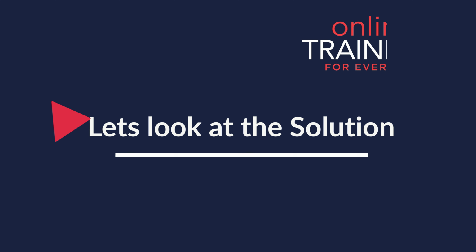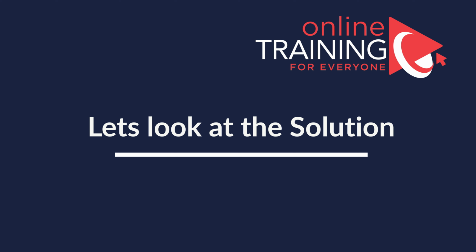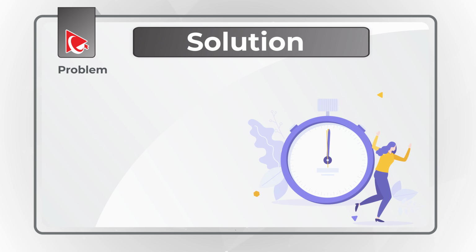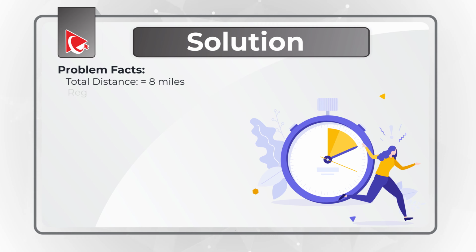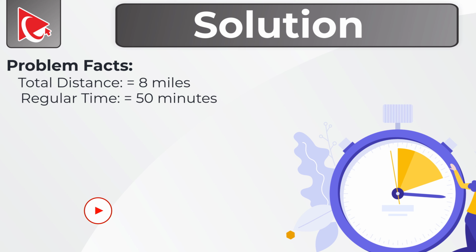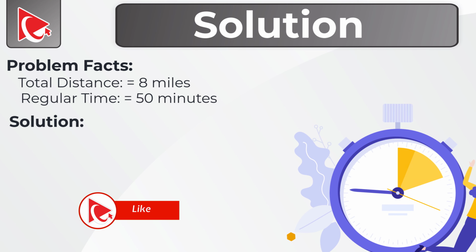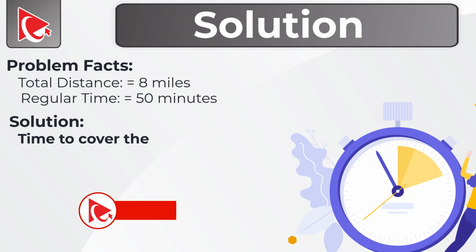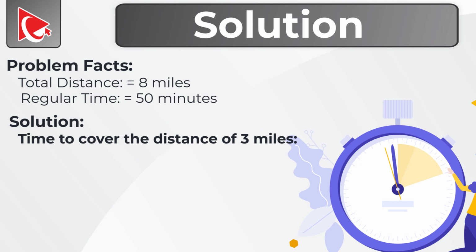Are you ready? Let's move forward and get to the correct solution together. We only have 2 facts in this problem. Total distance equals 8 miles. And regular time Anisha covers this distance is 50 minutes. So, to get to the solution, we need to determine time to cover the distance of 3 miles.